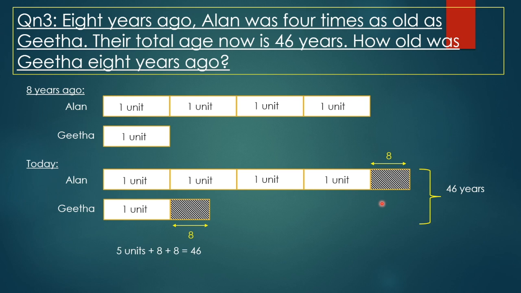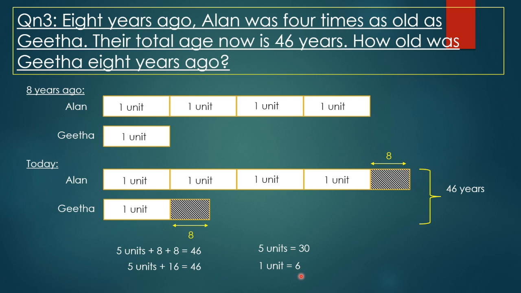So let's write this down. It's 5 units plus 8 gives you 46 years. So 5 units plus 16 because 8 plus 8 is 16. So 5 units plus 16 gives you 46. So just minus 16 on the left side and minus 16 on the right side. You get 5 units equals to 30. So 1 unit equals to 6.